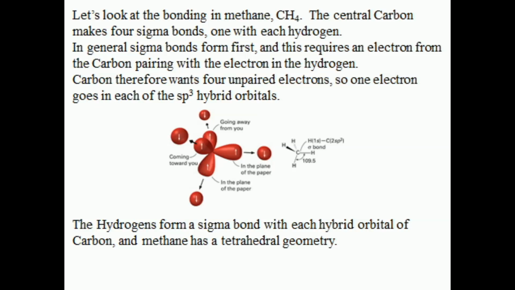which is CH4. The central carbon makes 4 sigma bonds, one with each hydrogen. In general, sigma bonds form first, and this requires an electron from the carbon pairing with an electron in the hydrogen, but obviously the spins have to be opposite. Carbon therefore wants 4 unpaired electrons, so 1 electron goes into each of the sp³ hybrid orbitals. The hydrogens form a sigma bond with each hybrid orbital of carbon, and therefore methane has a tetrahedral geometry.